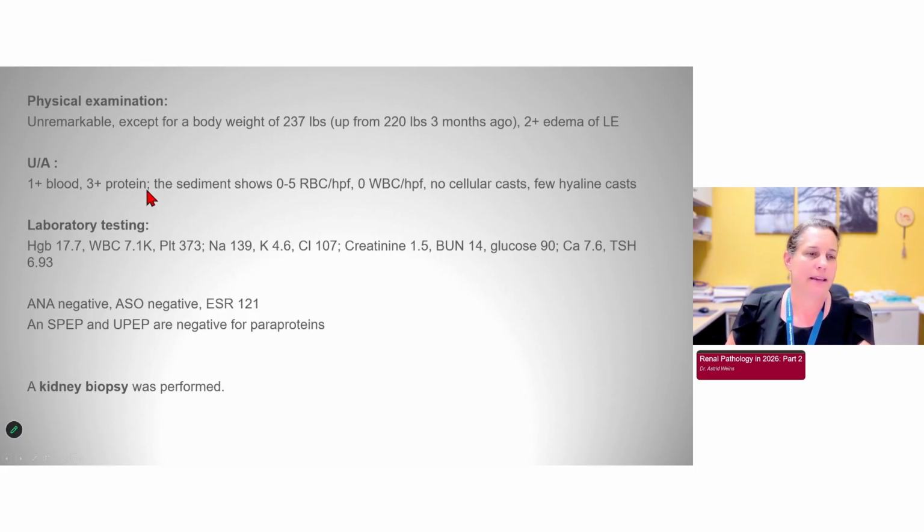The urinalysis that I mentioned has high proteinuria and a little bit of blood, which sometimes you can see, mostly in kids. In adults, it's mostly a contaminant in this particular case. And then we have some other values, like a creatinine, which is mildly elevated at 1.5. All the immunological testing is negative: ANA, ASO, the sedimentation rate. SPEP and UPEP are also negative for paraproteins. And then a kidney biopsy is performed, usually in adults, to figure out what is going on. Why does this patient have nephrotic syndrome?